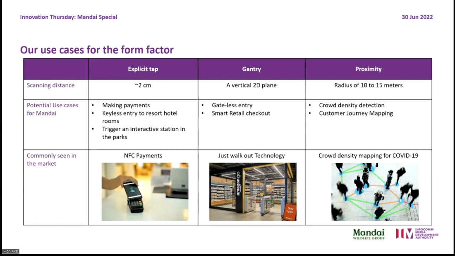So what are the use cases that we're looking at? There are three use cases. The first one is the explicit tap. For example, a keyless entry to the hotel room, or an NFC payment. For the gantry, we are thinking, instead of having to tap something and walking into the new parks, are we able to just walk through the gantry, and for valid tickets, just enter easily? And the last one is proximity. Is there a way that we can detect crowds?